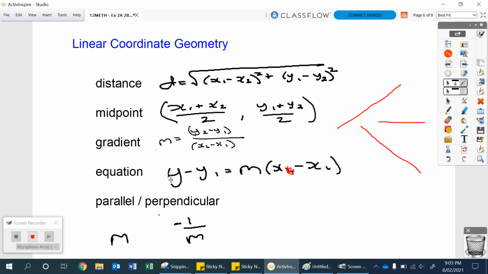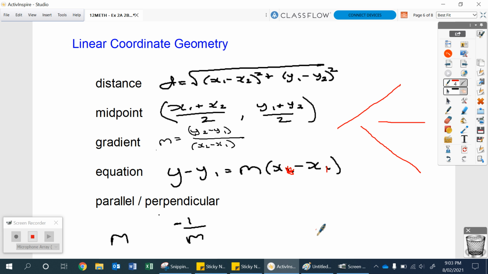So our formula is y, which is the y in the formula, minus y1, the coordinate, equals m times x, which is the x in the formula, the variable, minus x1, the coordinate. Okay, so we're substituting y1, x1. We could substitute in y2, x2. So that says x1. Just make sure that says x1.